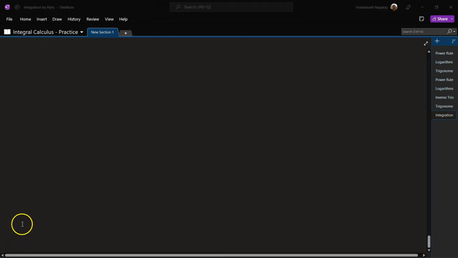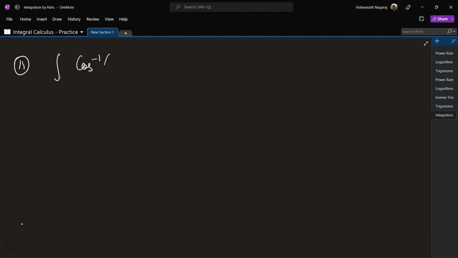Now let's look at the 11th one. Integral of cos inverse of 5x dx. Now let's do one thing. Let's convert this into a single unit. So let's say t is equal to 5x. Things become simpler. So dt would be equal to 5 dx, which means dx is equal to dt by 5.